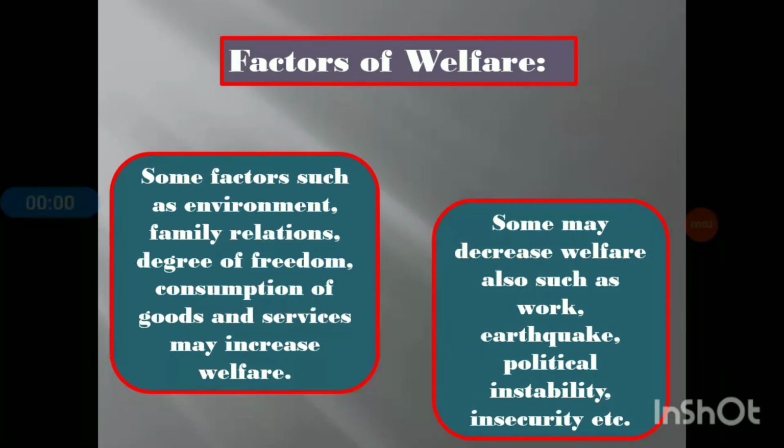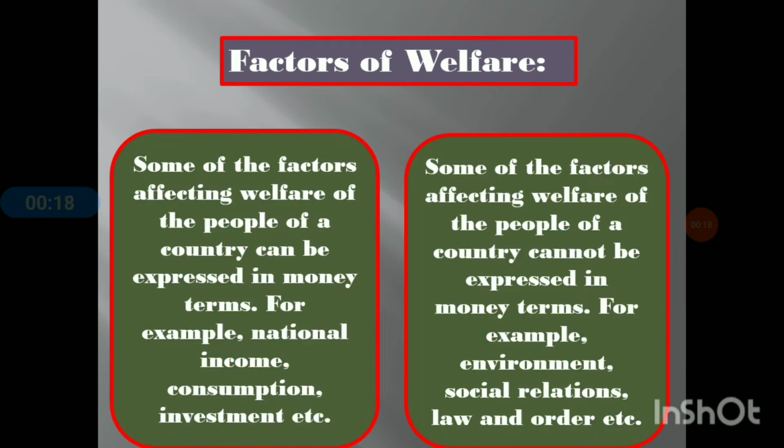Okay, so a good human life basically depends on all the factors like environment, family relation, degree of freedom, consumption of goods and services, political insecurity, instability, work, etc. Okay, so now move on to the next slide. So here we can see another set of factors of welfare.